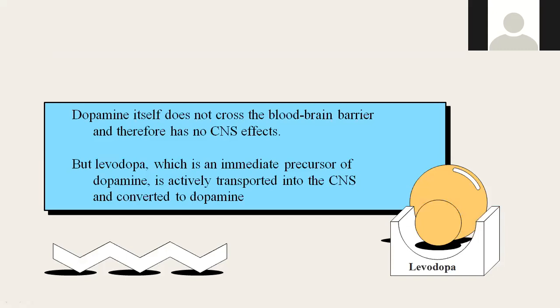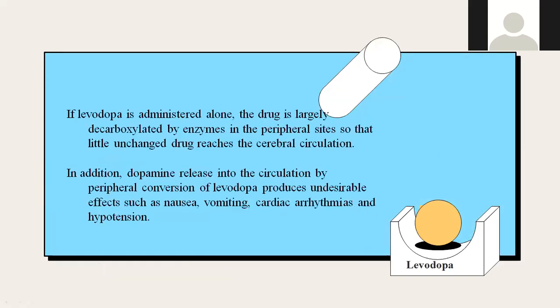But levodopa, which is an immediate precursor of dopamine, will easily be transported into the CNS and convert into dopamine, and it can improve the CNS symptoms. Now, what is the problem with levodopa? We don't give monotherapy of levodopa because it is decarboxylated by enzyme in the peripheral site, so little unchanged drug reaches the cerebral circulation. In addition, dopamine releases into the circulation by peripheral conversion of levodopa, producing undesirable effects as well.